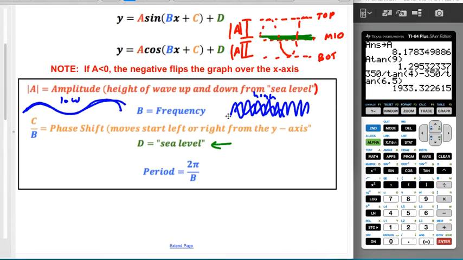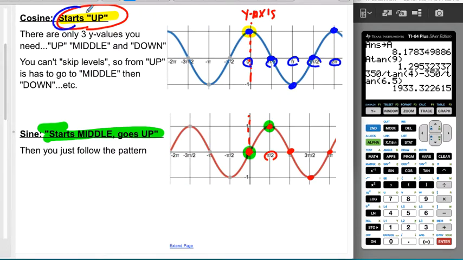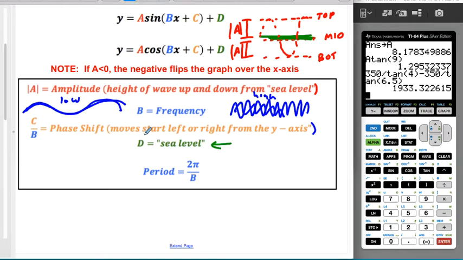Phase shift, which we're going to do later, and I'm annoyed that I keep forgetting parentheses, is C over B, and that moves the start value of the graph. Because if you notice up here, I said it starts up. Well, its start is at the y-axis. If there's a phase shift, it moves the start value left or right, and we'll talk about that. Sea level is going to be this plus D. It's going to be how high the resting wave sits.